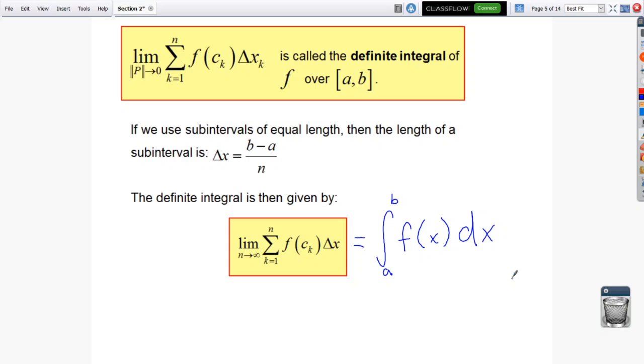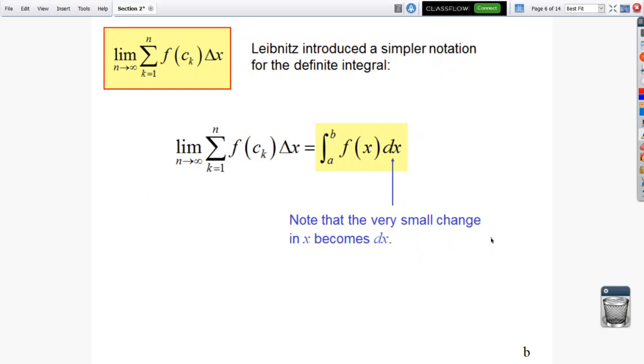Some of you have probably seen the integral symbol before and you didn't know what it meant. Now I am telling you that this symbol, integral from a to b of f of x dx, means the area under the curve between a and b, just like we estimated using our RAMs. So again, here it is laid out for you. Very small change in x becomes dx. It is essentially our differential from last chapter.